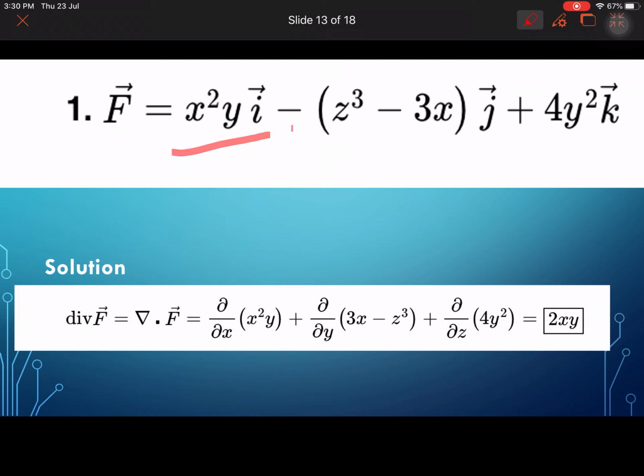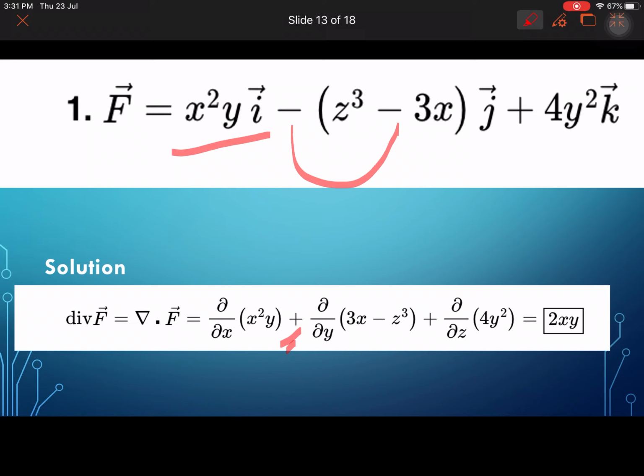My dear friends, please understand this. I just want to make it plus here, so 3x minus z cube. Please don't get confused with this. I just want to make it a positive value, but if you don't want to, you can keep it like that, no issue at all. So plus dou by dou z of 4y square. My dear friends, you know that here it is a partial derivative.